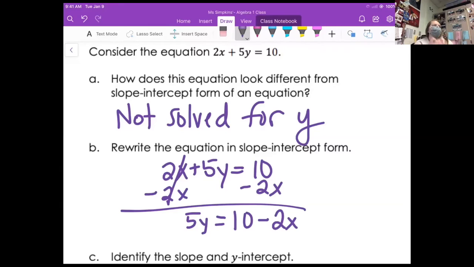Remember, if they don't both have x's, you can't put them together. Y is being multiplied by 5. What's the opposite? Division. And we're going to divide everything by that number, every piece.